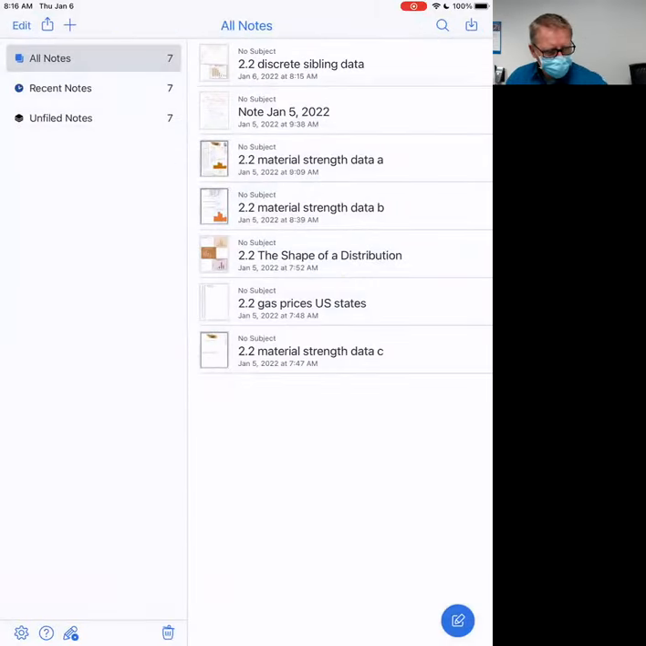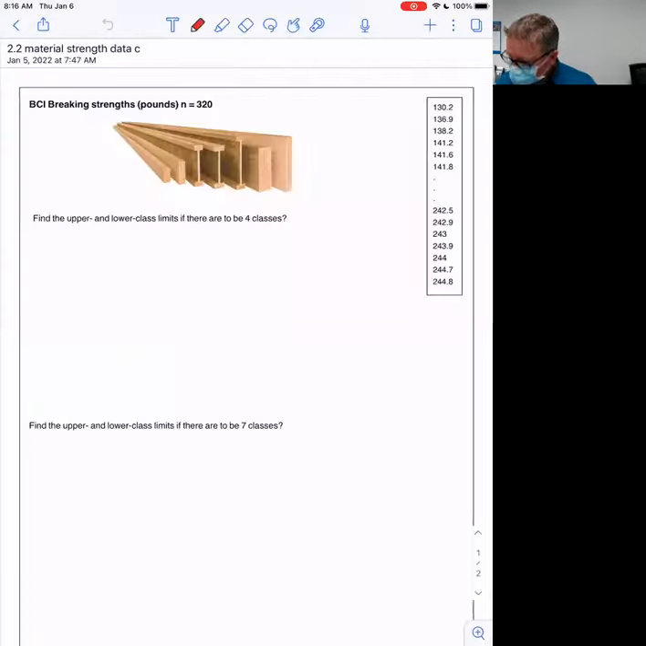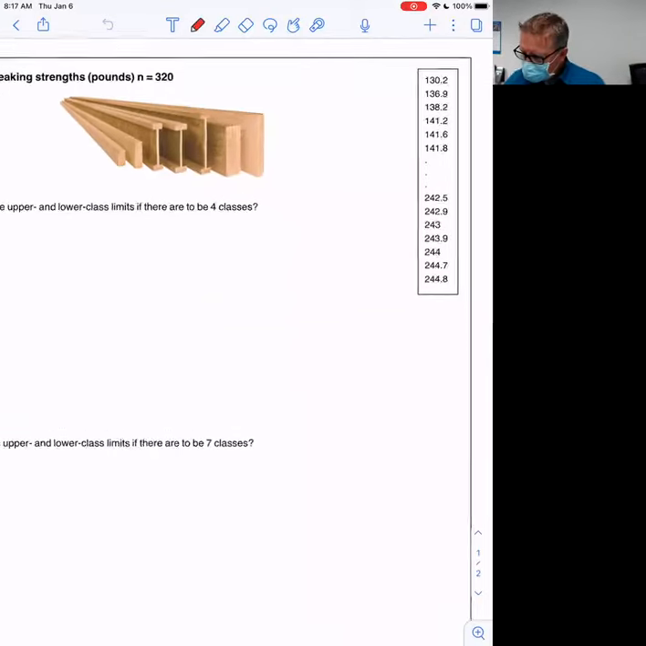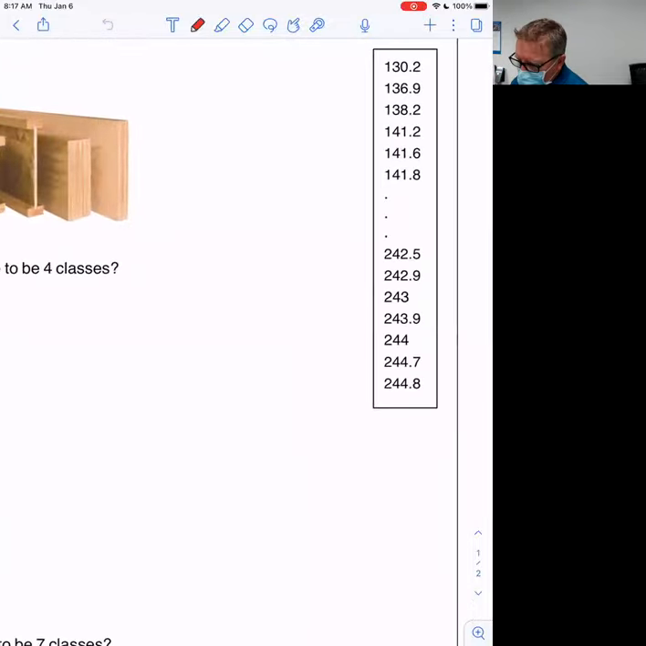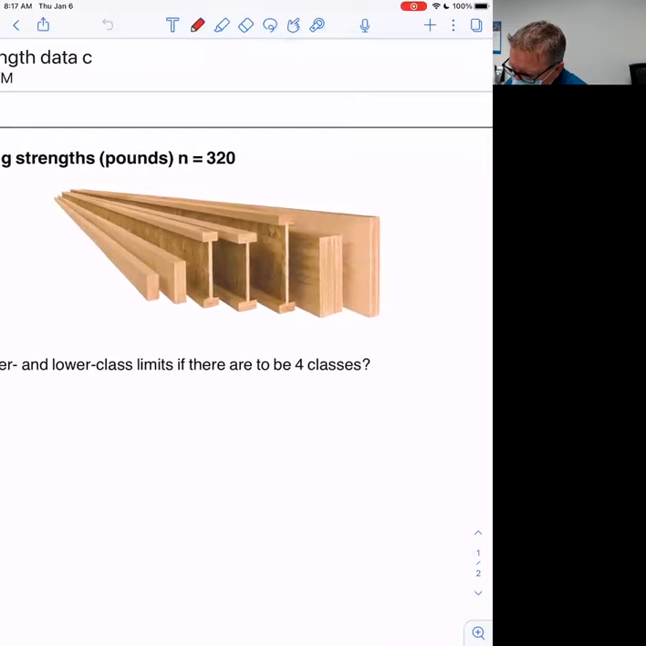But what I want to do now is let's pick one of those two sheets. Let's do the breaking strength one first, because it's got a few questions to answer. Yeah, come on up here. There's a couple of sheets up there for you. Now, let's think of this. And notice I said we're sort of practicing to be able to make a bar graph. Notice I told you here there's actually 320 numbers here.